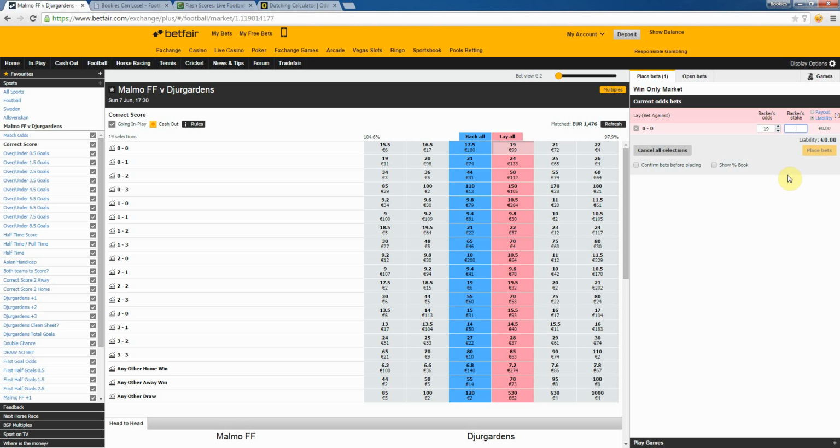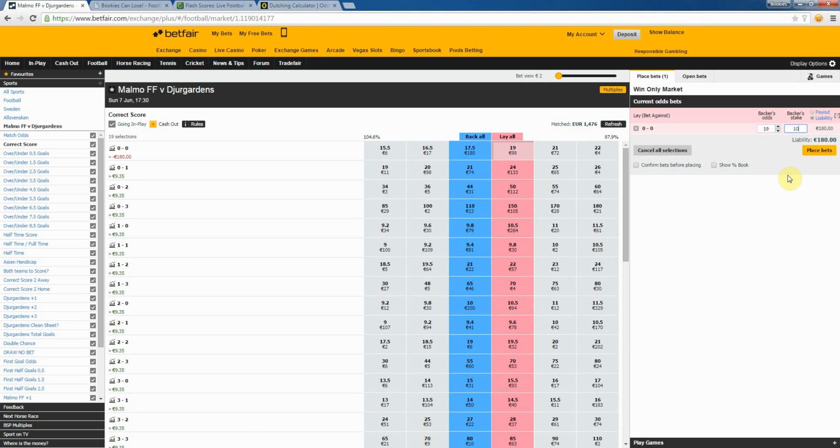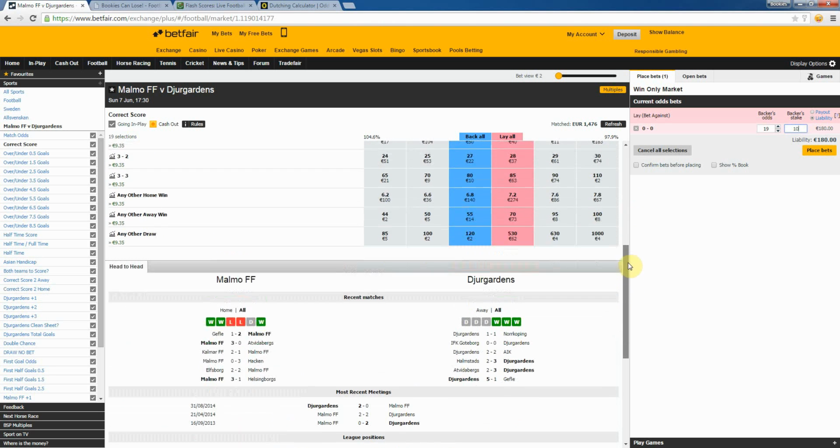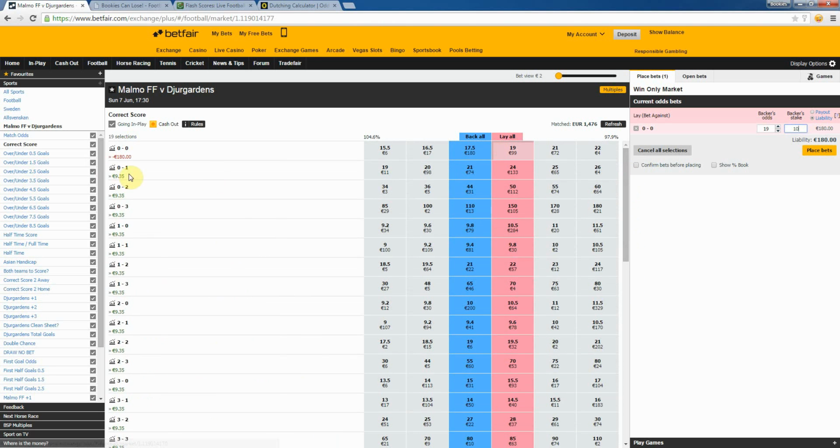But you need to remember that in order to win €10, your liability will be 180. €10, actually 9.35 if you take the commission into account. So you can see on the market that if the game ends 0-0, you will lose £180. If essentially one goal is scored, then you will win 9.35. It's easy to understand.